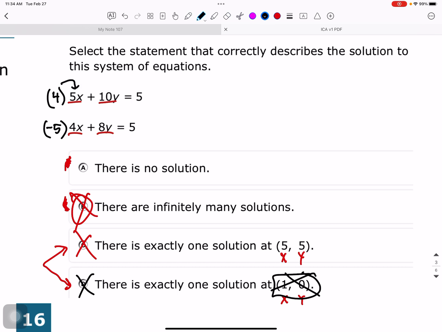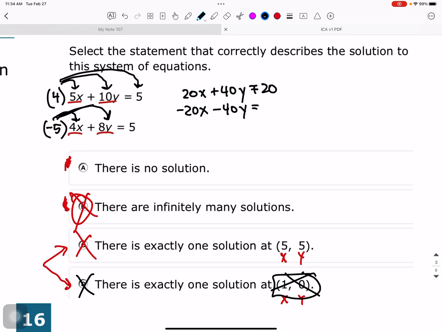So 4 times 5x is 20x. 4 times 10 is plus 40y. 4 times 5 is equals 20. Negative 5 times 4x is negative 20x. Negative 5 times 8y is minus 40y. Equals negative 5 times 5 is negative 25.